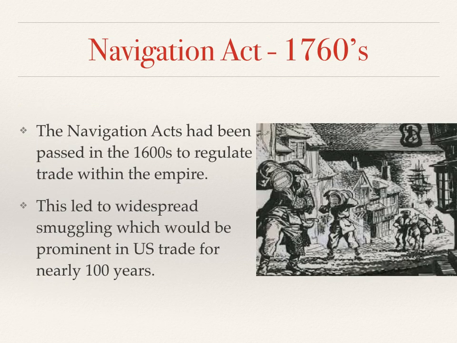The last thing we're going to look at is a thing called the Navigation Act. So the Navigation Act had been passed in the 1600s. The reason this was put in was to try to regulate trade within the empire. Remember, the British Empire was really growing at this point. Vasco da Gama had opened up a route into the Indian Ocean. The British Empire extended their power into places such as India, and they wanted to regulate trade within the empire. So they had this thing called the Navigation Act.